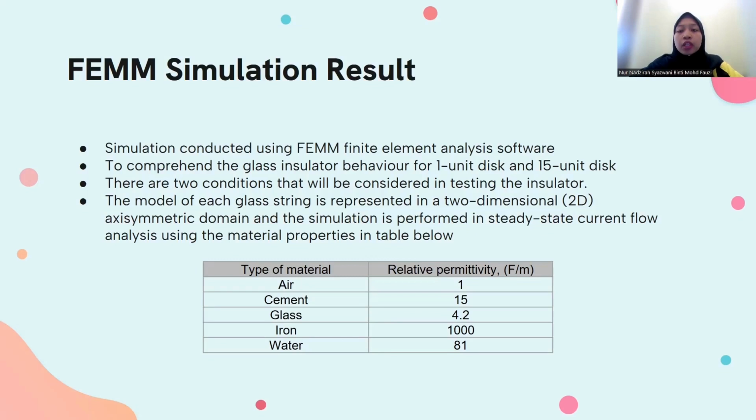In this simulation, we consider two conditions: the first is normal condition or dry condition, and the second is wet condition. The model of each glass string is represented in a 2D axisymmetric domain, and the simulation is performed in steady state current flow. We use the material properties in the table below. The materials used in the simulation are air, cement, glass, iron, and water.